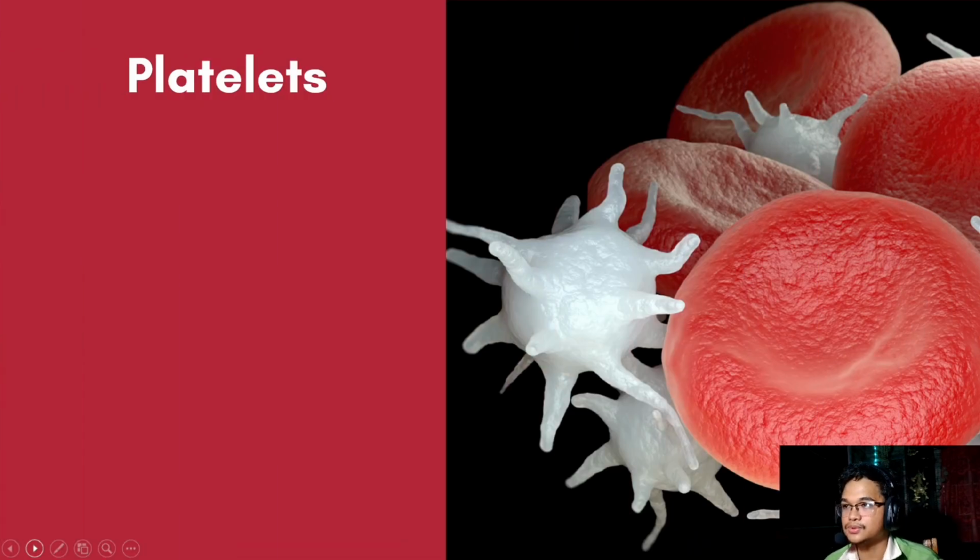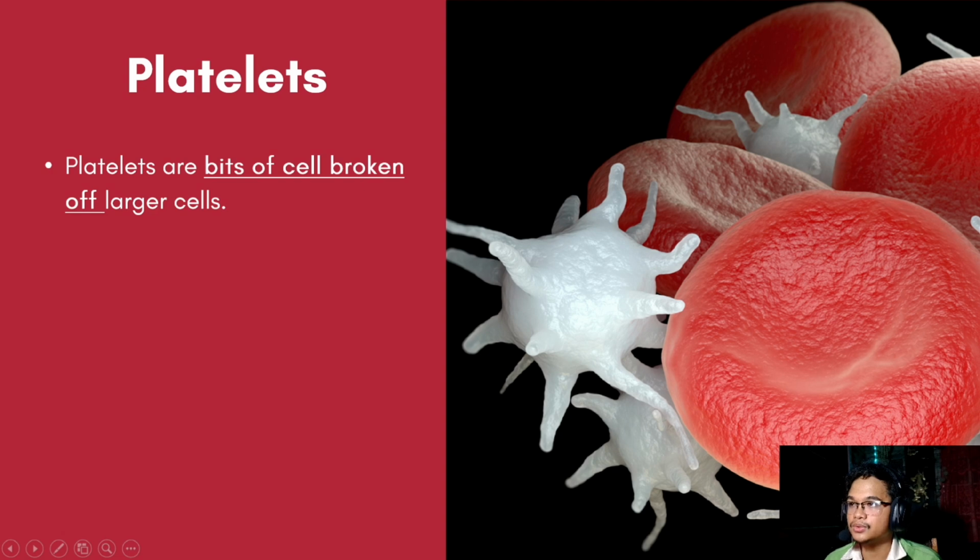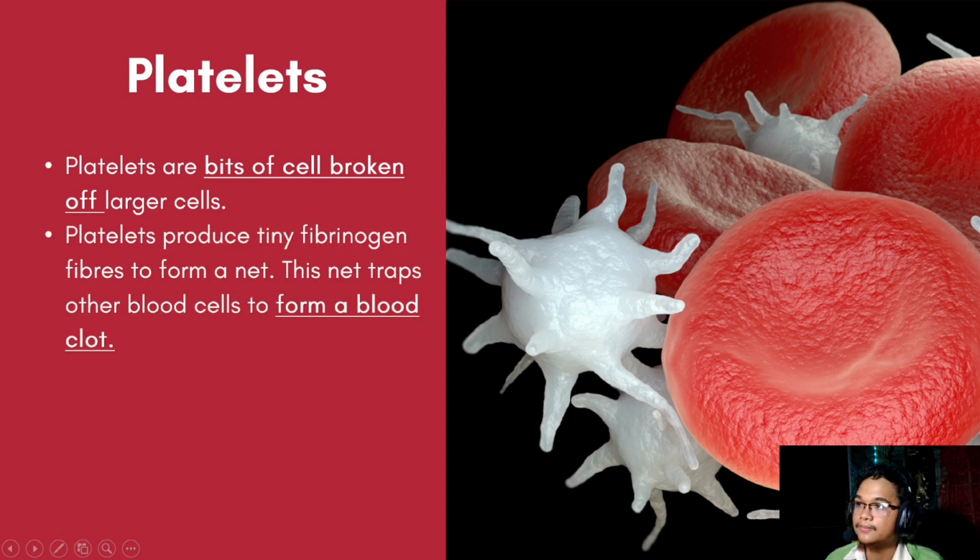And last but not the least, we have platelets. It's this white thing here that you can see that's clumped together with the red blood cells. They're bits of cell broken off larger cells, and they produce tiny fibrinogen fibers to form a net. This net traps other blood cells to form a blood clot. So when you have a wound, it's the platelets that are responsible for closing that wound. They produce fibrinogen fibers so that the blood will thicken and then it will stop the bleeding.